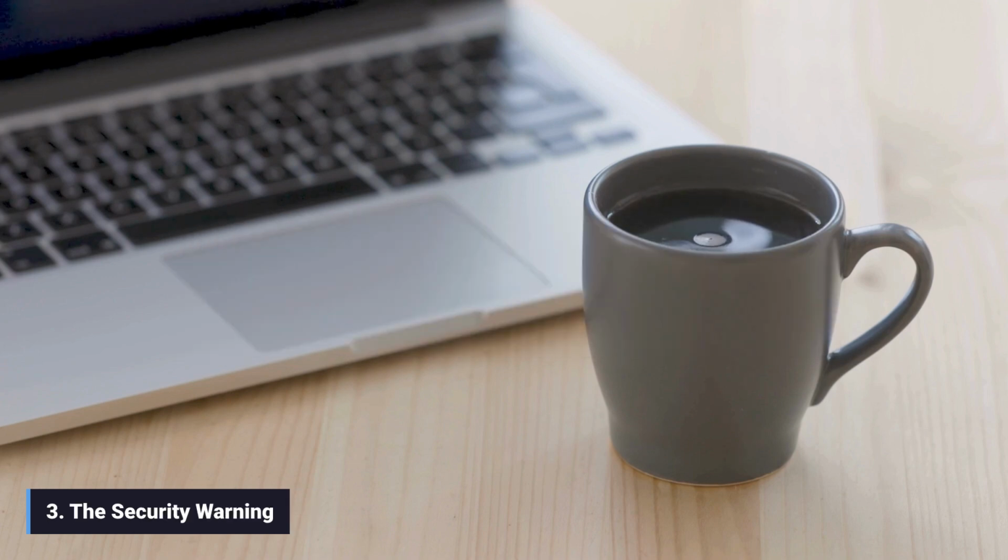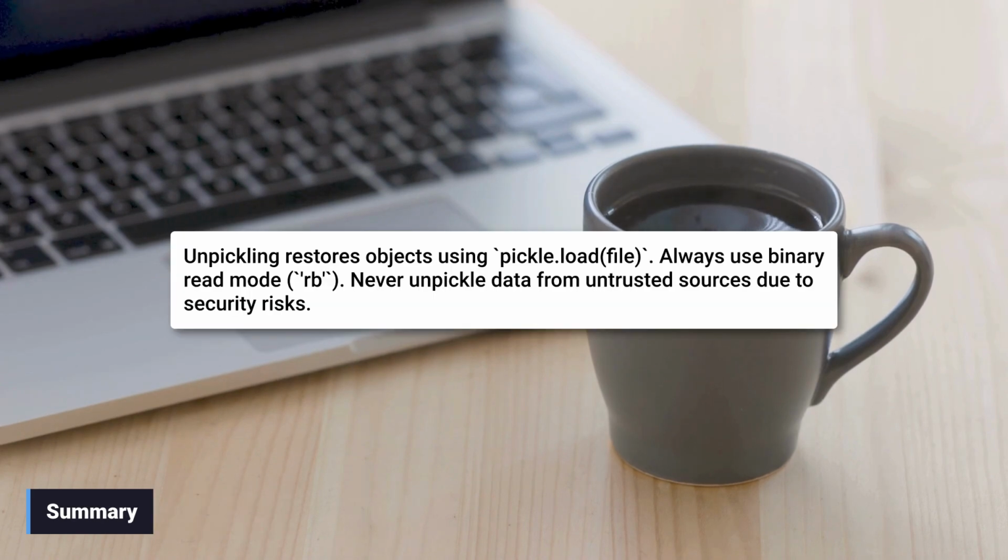3. The security warning. While powerful, pickling comes with a major security risk. The pickle protocol is designed to execute arbitrary code during deserialization. Therefore, you must never unpickle data received from an untrusted source, as it could lead to remote code execution. Only load data that your own application has securely saved.